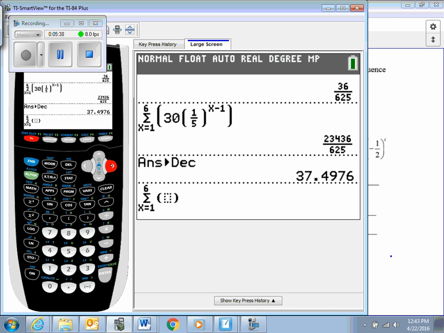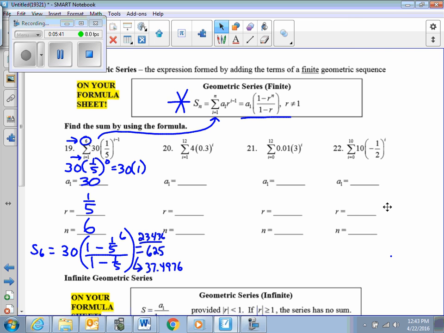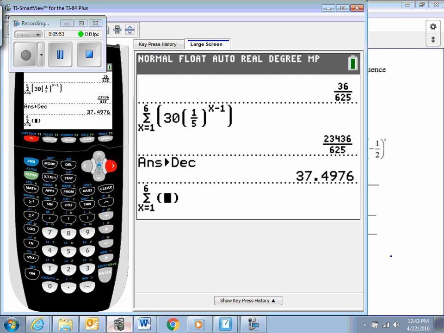And then if we look back here, let me take a peek back. Here's my formula that I've got to put in. Actually, this part here is what has to go into my calculator: a sub 1 times r to the x minus 1. So what is our a sub 1 here? It's 30. And what is our r here? It's 1/5. So let me go ahead and open my parentheses there.